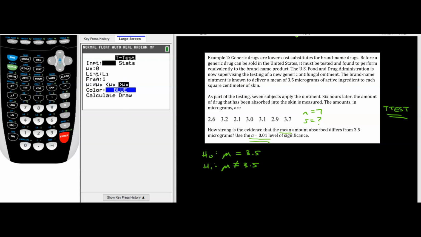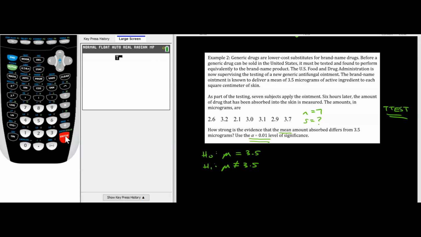This should be the null value of our mean, and we can see that the null value of the mean, scroll down here, is equal to 3.5. Change that to 3.5. There we go. And then my frequency, I'm always going to leave that on 1. And I do have to change the alternate hypothesis here to be a differs symbol. And now I can go down and press calculate.